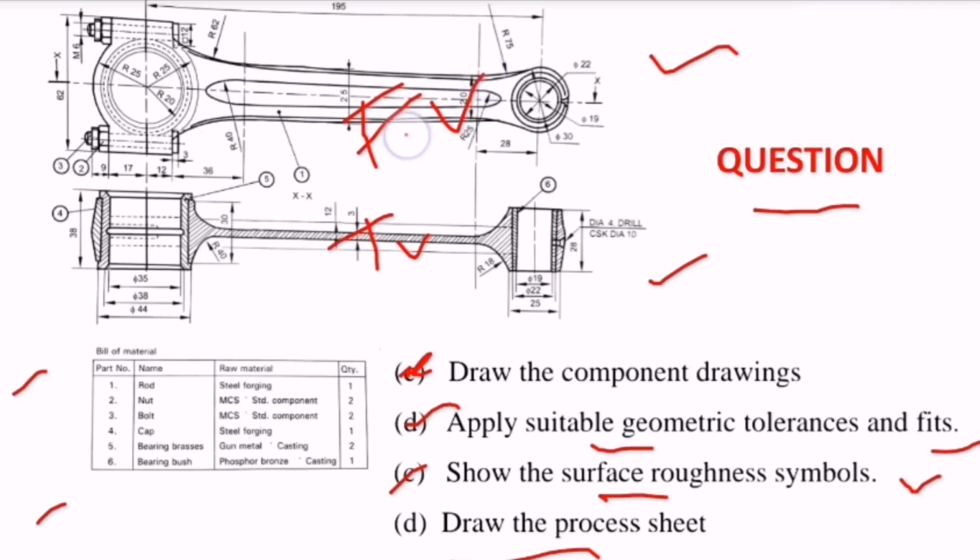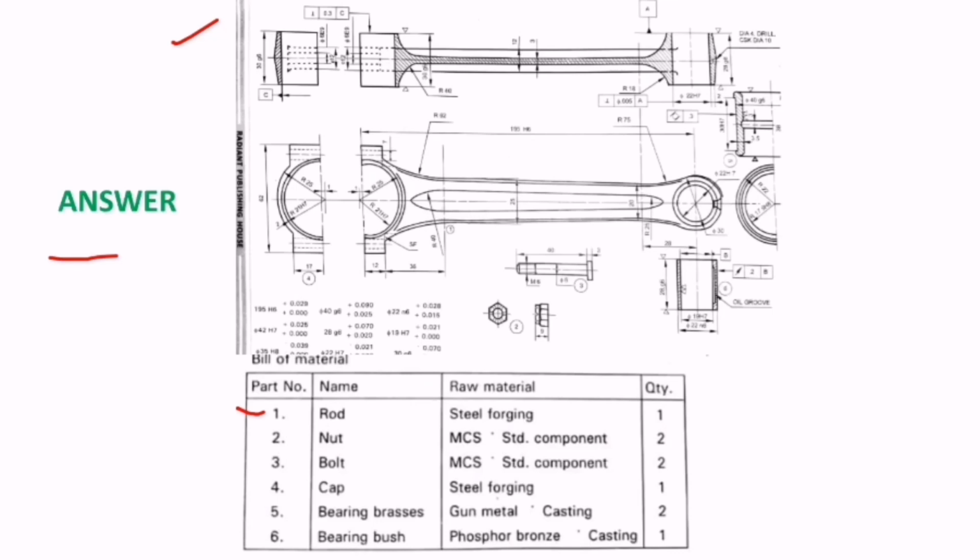Looking at this front view and top view of this assembled figure, we need to divide the individual parts and draw the component drawings. That is our task. The answer is nothing but individual parts or disassembled parts. So the first part is rod. This is the rod, first part. Second is nut. Where is the second part? This is the second part. And the third one is bolt. This is the third part, bolt.